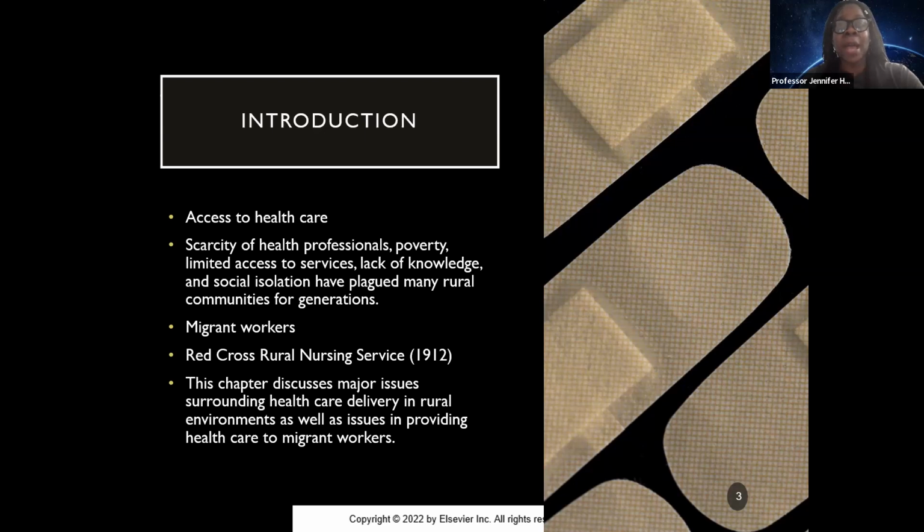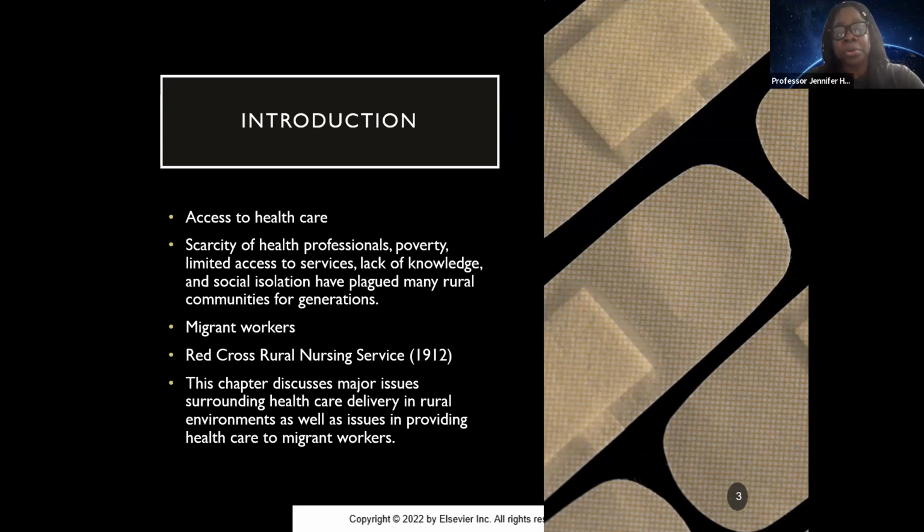Along with the scarcity of health professionals, poverty is an issue for migrant workers. There are not many health professionals to begin with in the areas where they work, and migrant workers often live in poverty. They have limited access to the services we talked about, a lack of knowledge to even access services, or a lack of knowledge of how the healthcare system flows to begin with. They also face social isolation. They usually come in groups and stay in their groups, so they're isolated from the rest of the community, and this plagues them for many generations.